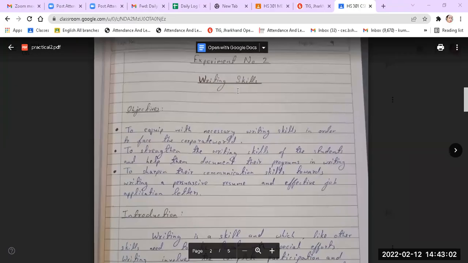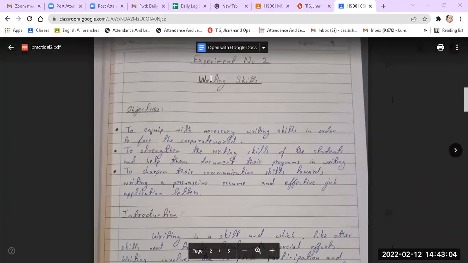What are his soft skills? What are his achievements? A portfolio is made with these. This is the latest version. Earlier it used to be a CV or resume, all those things. Now it is a portfolio. Now, this is our experiment number 2.